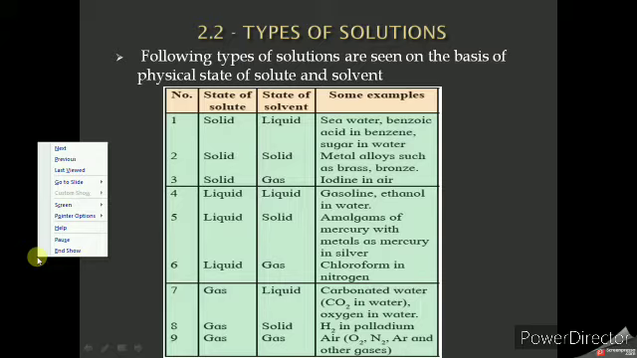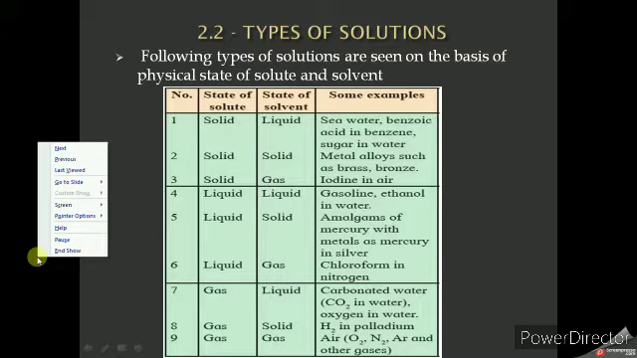For example, when we dissolve carbon dioxide in water under high pressure, different beverages such as Coca-Cola, Pepsi, these different aerated drinks can be prepared by different methods using this type of solution. So don't write the names of brands, but write only the example. Okay, so carbon dioxide is dissolved in water, oxygen is dissolved in water.